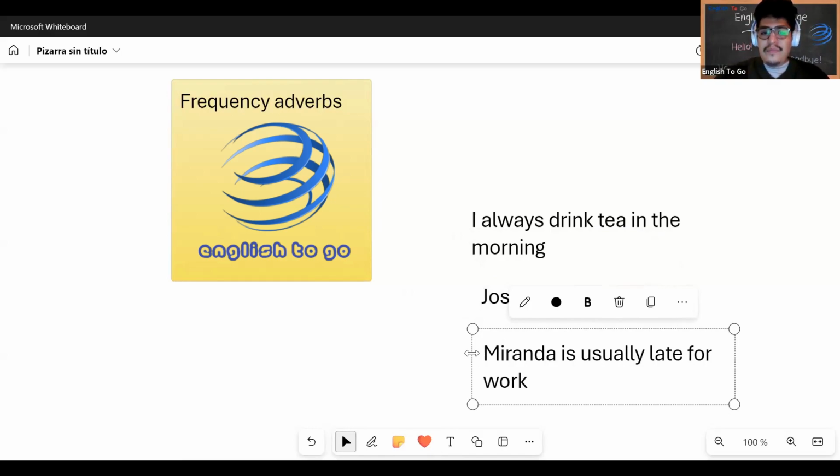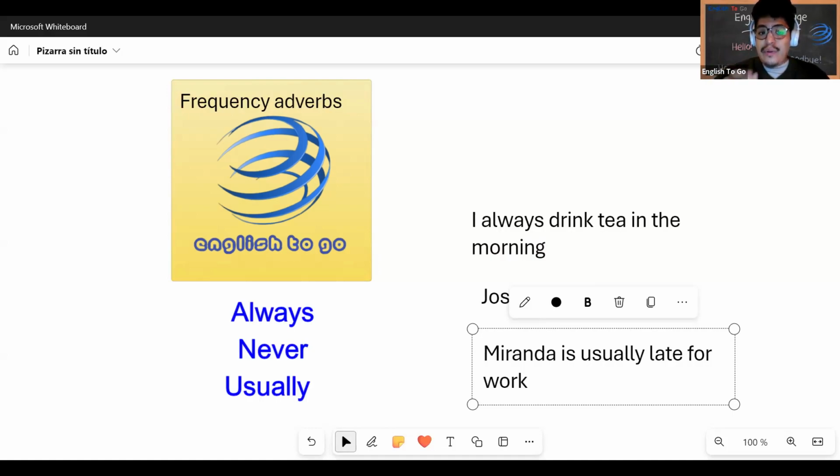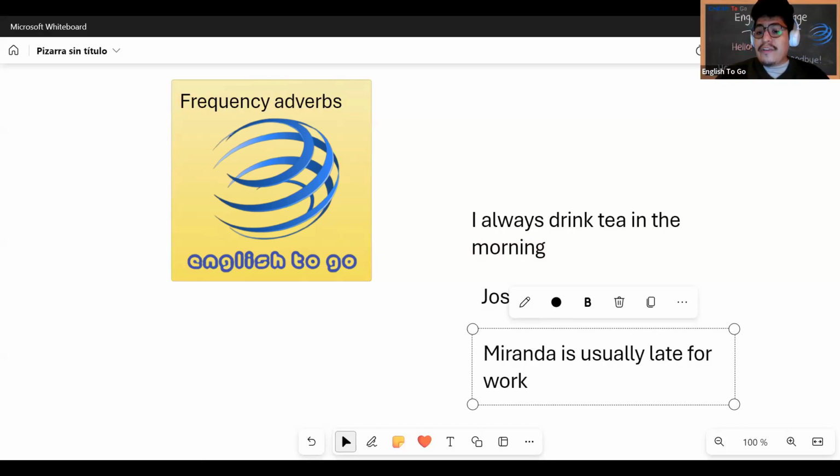These are 3 sentences in which we can detect frequency adverbs. Now, can you identify inside these sentences the frequency adverbs? The frequency adverbs in these sentences, guys, are always, never, usually. These are examples of the frequency of the actions the subjects do.